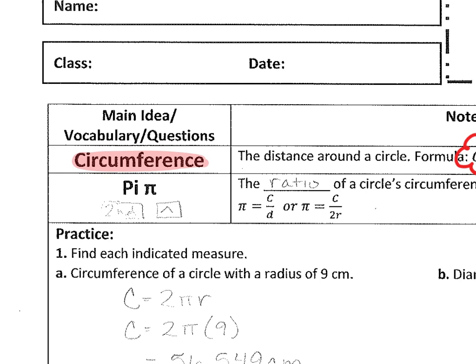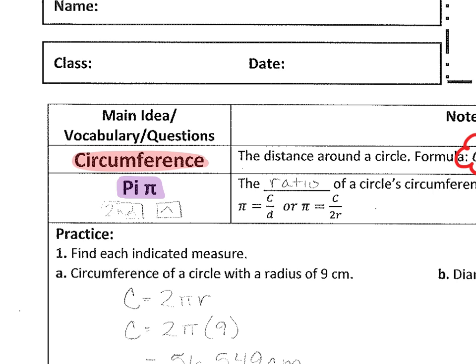In this class, we're going to use the pi button on our calculator. So just so you know, we're not leaving our answers in terms of pi for this class. If you're going to an advanced class next year, you might be, because you'll probably be measuring in radians, which we'll talk about later.